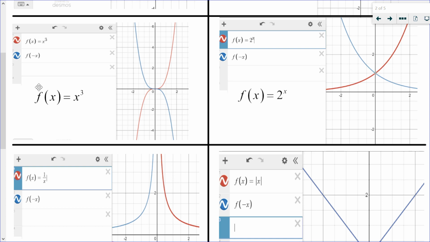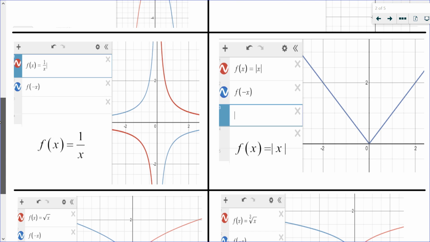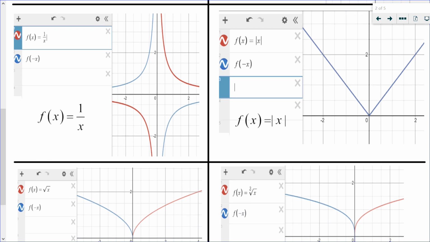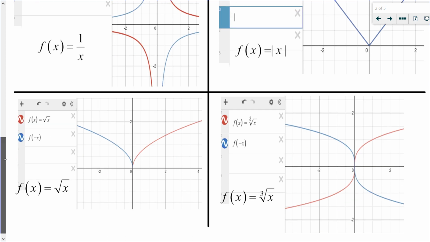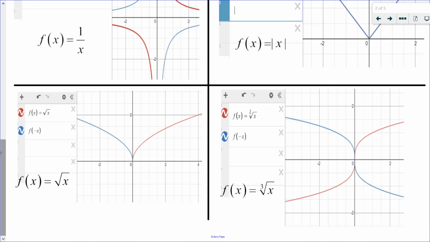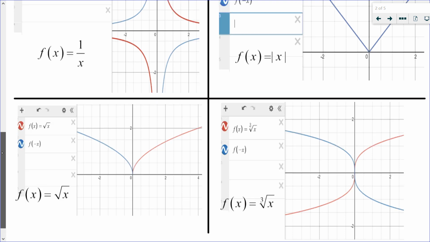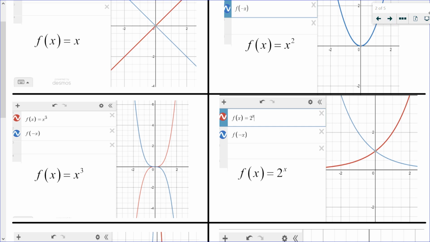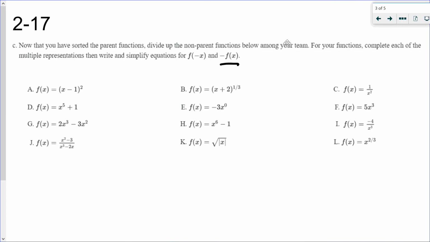2 to the x looks like it reflected over the y-axis. 1 over x looks like it reflected over the x-axis. Absolute value stayed the same, sorry. Square root of x over the y-axis, cube root of x over the y-axis as well. So there's a couple groupings of theirs, but that's what brings us to even and odd functions. We want to be able to define those, but maybe if they get a little more complicated, that's what we want you to try as well.